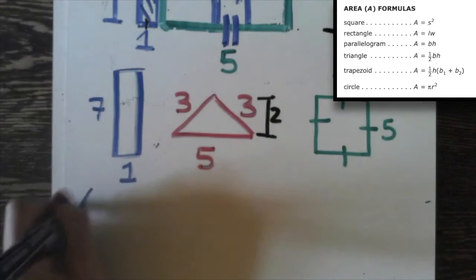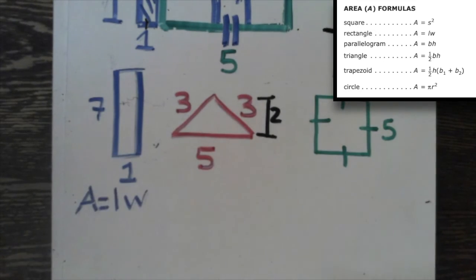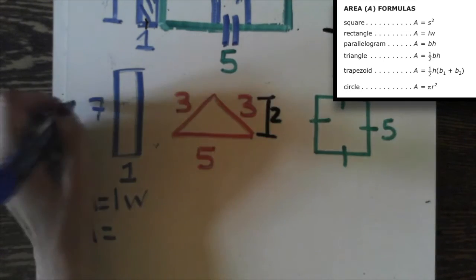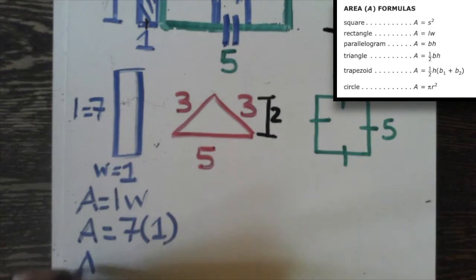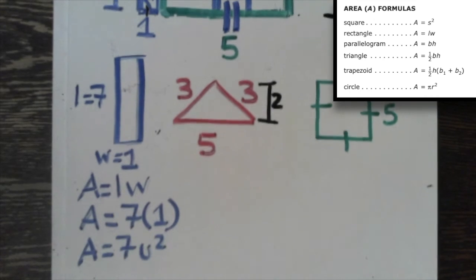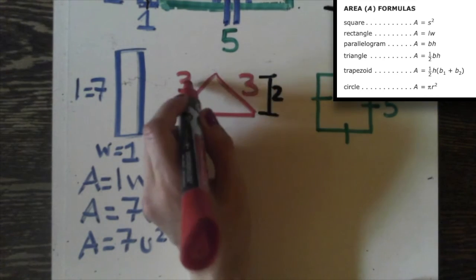The area of a rectangle has the formula of A equals L times W, length times width, with my length being 7 and my width being 1. You can also say the length is 1 and the width is 7. The final answer should still be 7 square units.